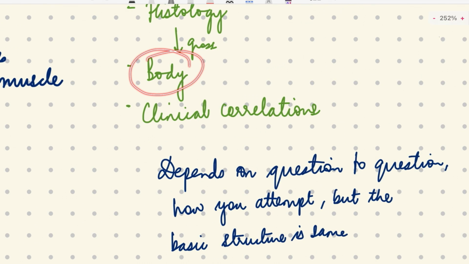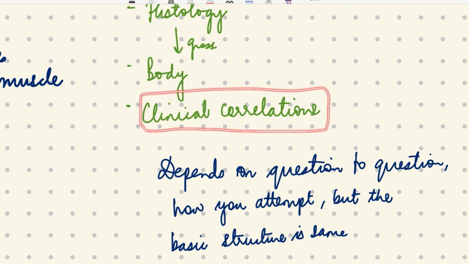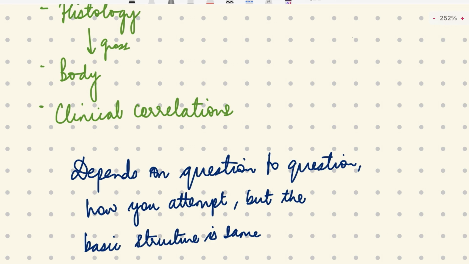Now comes the body of your answer. So over here, you can write the main answer, what you want to include in it. And also include the clinical correlations. Okay. So even if the question does not ask for clinical correlations, you should include at least 2 to 3 clinical correlations of every topic. And believe me, it is not easy.